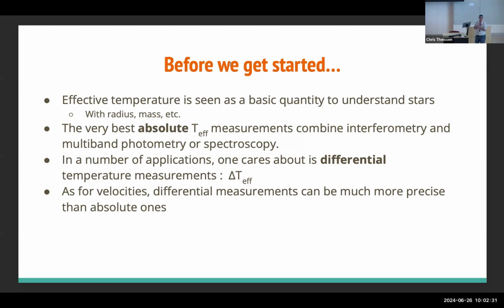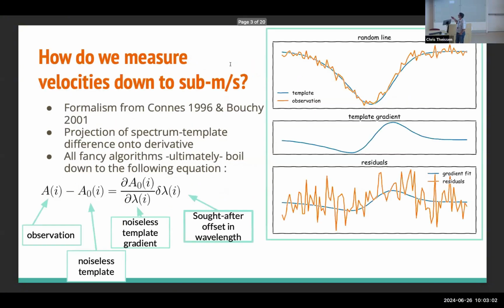But I'm really going to discuss precise differential measurement in effective temperature. Okay, so we won't be talking about getting extremely precise measurement in absolute terms, but in changes in time series of the effective temperature of the stars. And as for radial velocities, and you'll see how we came to this idea of measuring very accurately differential temperatures, usually differential measurements are way more precise than absolute measurements, and I'll showcase that.